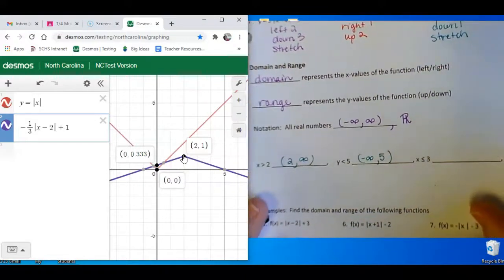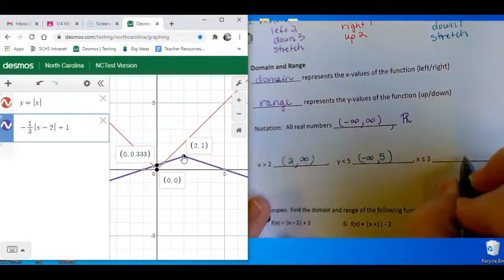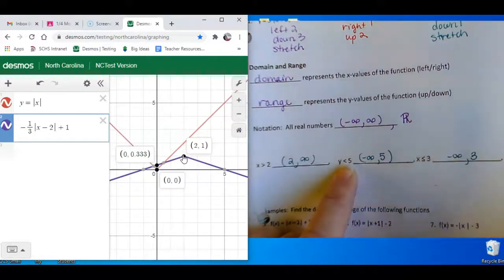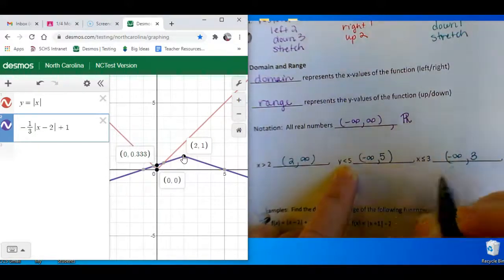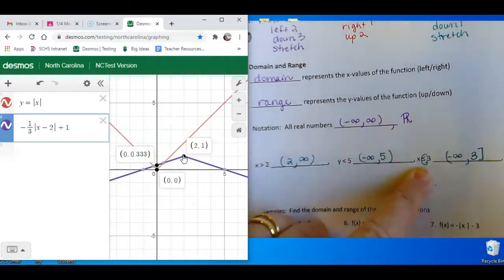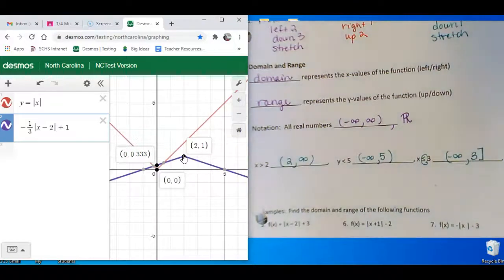x is less than or equal to 3 means that it's kind of like this one, how there's a 3 and it's everything before it. The only difference is because they have an equals right here, you put a bracket on the 3. A bracket means that it includes that number, and a parentheses means that it doesn't. You never put a bracket on infinity and negative infinity because you never really get there. But you do put brackets on the numbers.